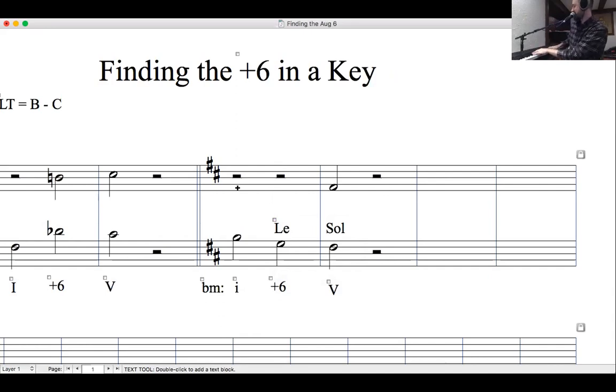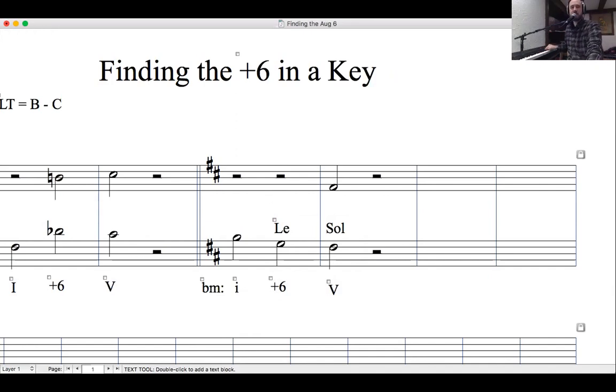Lay, sol motion. That's really a super strong motion in B minor, right? Even just think about how many times you've heard something like that. Right? Lay, sol, right? That motion is really, really central. Lay, sol. So it's no surprise that it's happening here. Okay, so we've got our lay, sol.